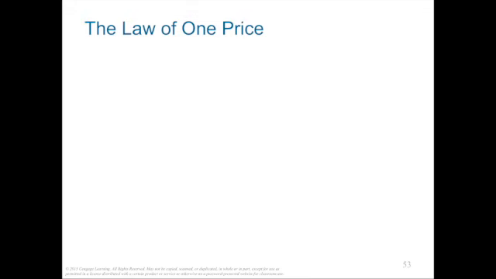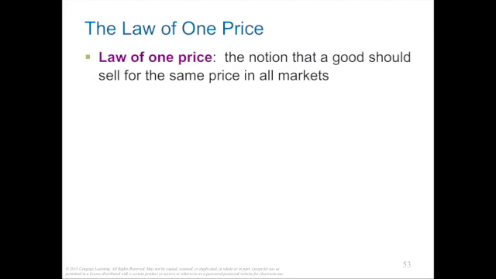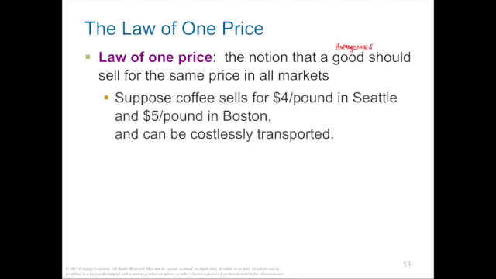Let us now move to another novel but very interesting concept, which is the law of one price. The law of one price is the notion that a good should sell for the same price in all markets. In particular, I want to be precise: a homogeneous good should sell for the same price in all markets, under some assumptions. The intuition behind it is very simple. Suppose, for instance, that a coffee sells for $4 in Seattle and $5 in Boston, and can be costlessly transported. Important, this is one of the assumptions that we are making. Now, try to think about what you would do. Is there a possibility here of making money without taking any risk?